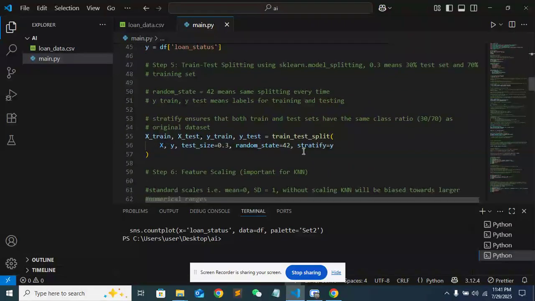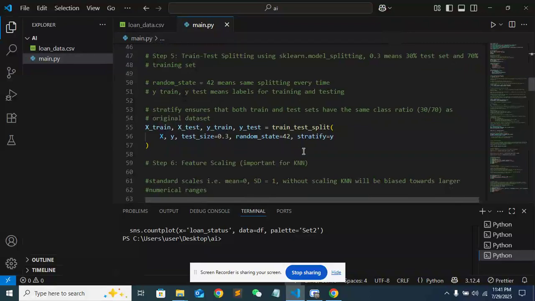The line here splits the data into training and testing sets. Here test size 0.3 means 30% of the data is for the test purpose and 70% of the data is for the training purpose.